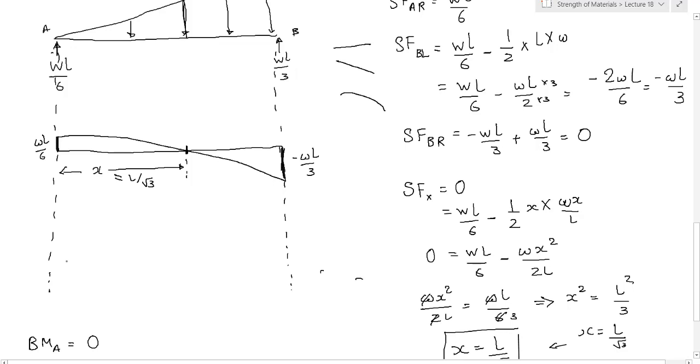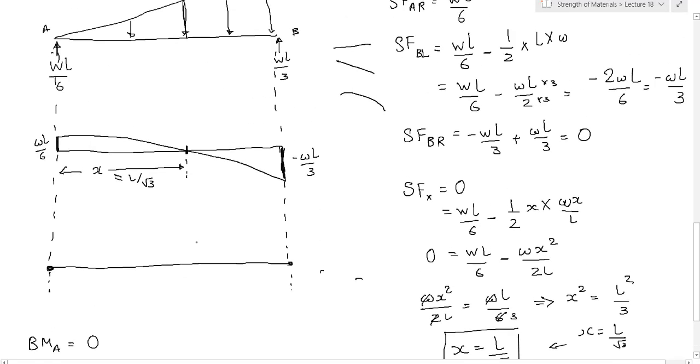See what I am saying in this diagram, bending moment at A is also 0 because to the left there is nothing. Bending moment at B is also 0 because to the right there is nothing. But there must be some curve over here. How is that curve going to look?